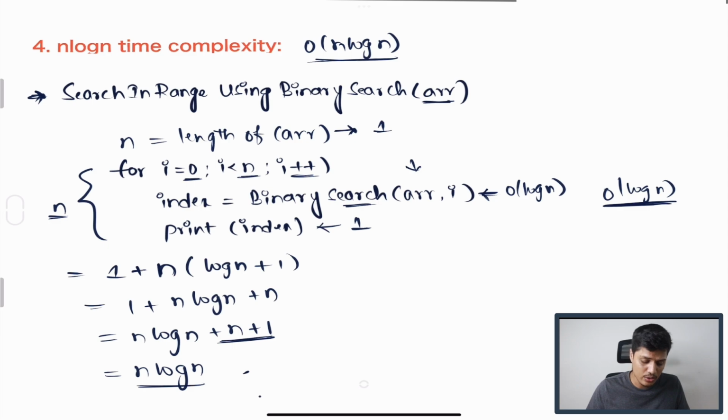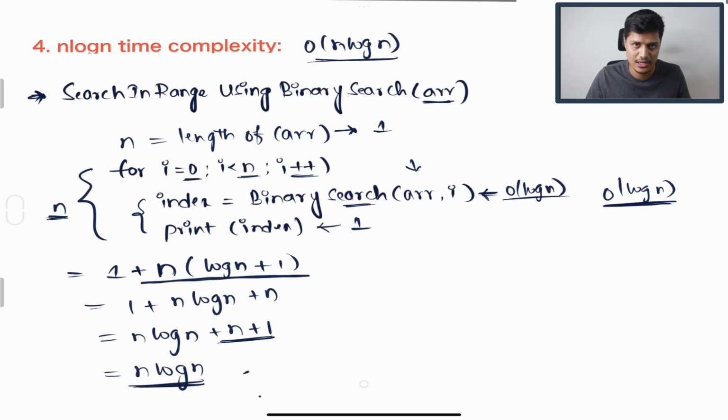Here one thing that you have to understand is, since the for loop is getting executed n number of times, internally the statements that we have here are taking log n plus 1 units of time. As a result, the overall for loop's time complexity will be n into log n plus 1. After simplifying, the overall time complexity will be n log n.